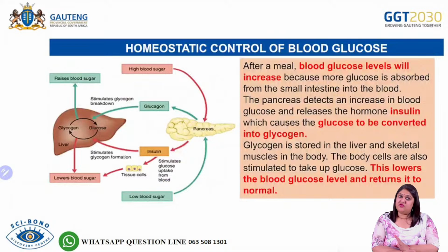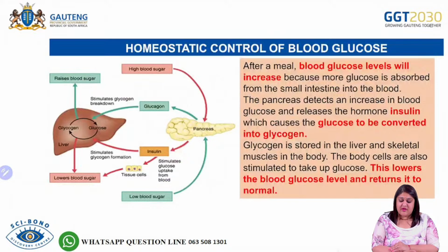This question is almost always asked in one way or the other, whether it's in section A, whether it's in section B, but you are going to get the homeostatic control of blood glucose. Learners, you really need to understand this because you are going to see it, right? And we find that learners are really not doing well in it, but this diagram really explains it very nicely.